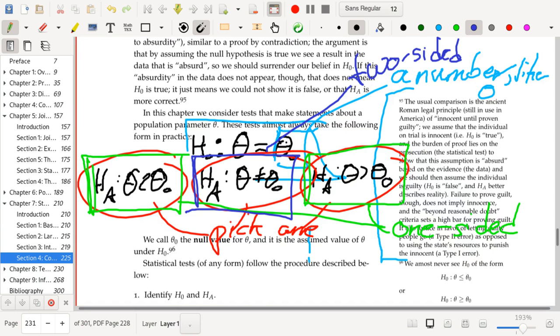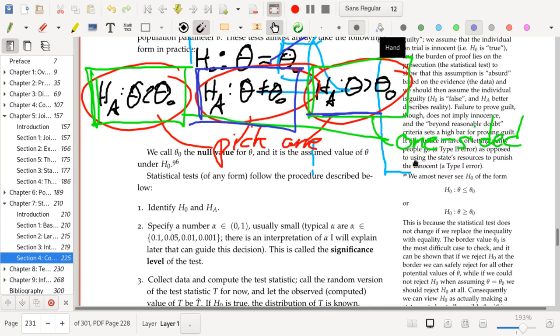In the one-sided case, let's say we're talking about theta greater than theta naught, this alternative right here. If that is our alternative, then if we are actually seeing evidence that theta is less than theta naught, we are not going to reject the null hypothesis, because while we have some evidence that theta is not equal to theta naught, we don't have evidence that the alternative is a better descriptor of what theta is. So you're not going to reject the null hypothesis.